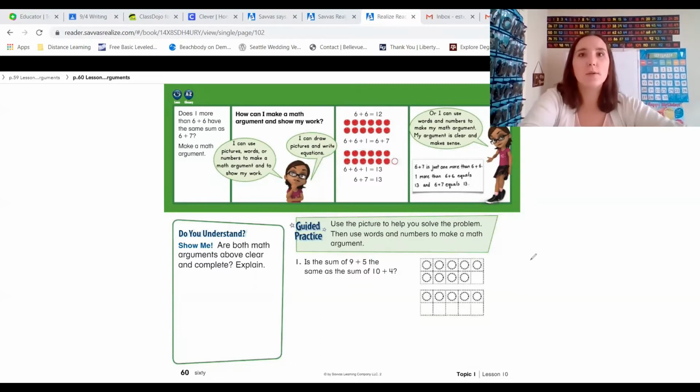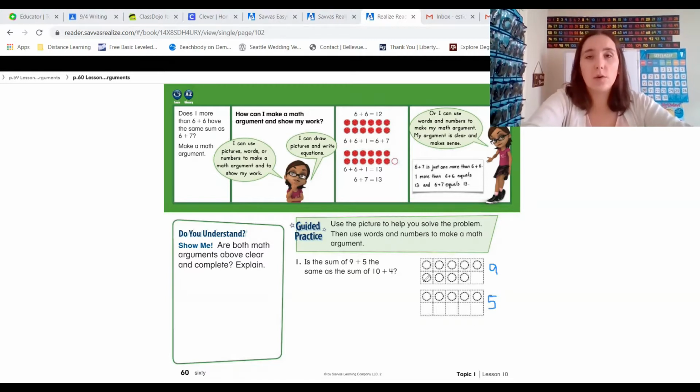Okay, so today we're going to be doing some arguing in our math, which means we're explaining how we know our answer is correct. The problem is: is the sum of 9 plus 5 the same as the sum of 10 plus 4? Remember I said to look at the picture first. This has 9 plus 5. They gave us this picture, but we should draw our own picture so that we can show 10 plus 4. I'm going to draw a 10 frame over here.